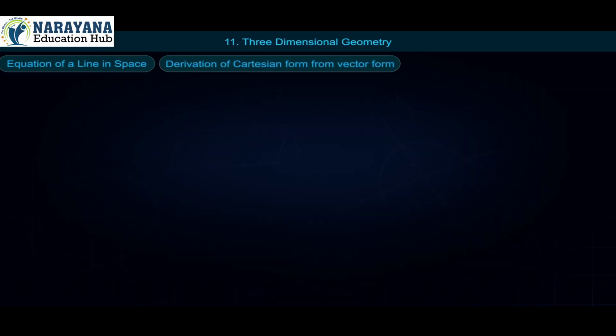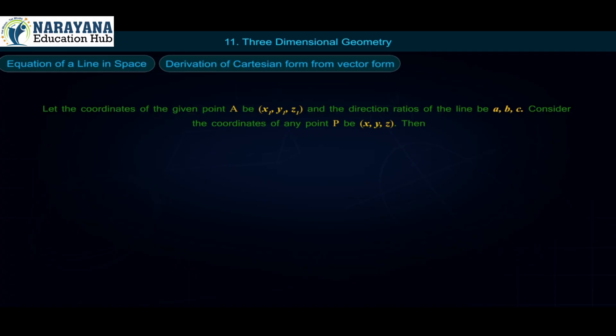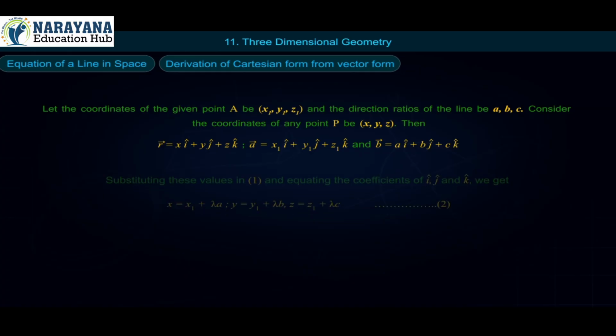Derivation of Cartesian form from vector form. Let the coordinates of the given point A be x1, y1, z1 and the direction ratios of the line be a, b, c. Consider the coordinates of any point P be x, y, z. Then vector r is equal to x i cap plus y j cap plus z k cap. Vector a is equal to x1 i cap plus y1 j cap plus z1 k cap. And vector b is equal to a i cap plus b j cap plus c k cap.